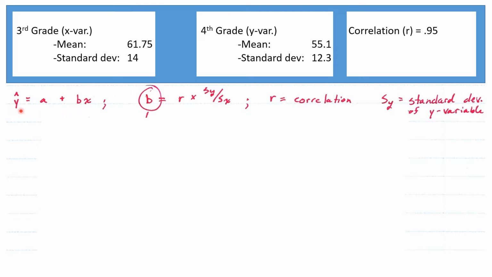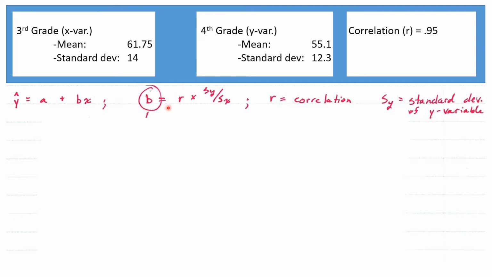So here's our basic regression equation skeleton. We have our y hat is equal to a plus b times x. A is going to be our y-intercept, so we need to calculate what our y-intercept is, and b is going to be our slope. We need to calculate our slope. The first of these two we can find is going to be b, our slope.